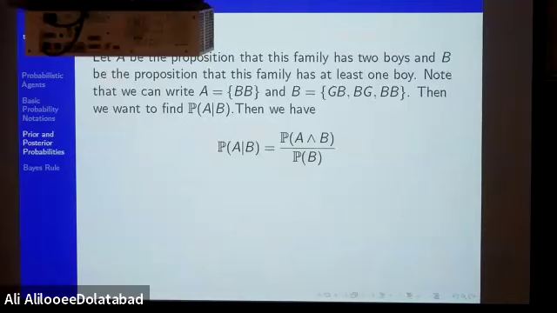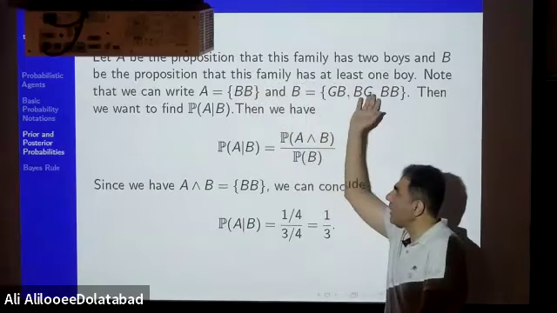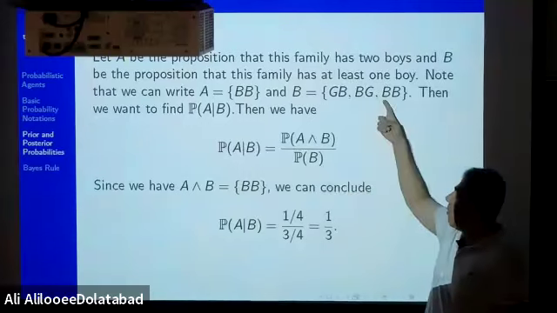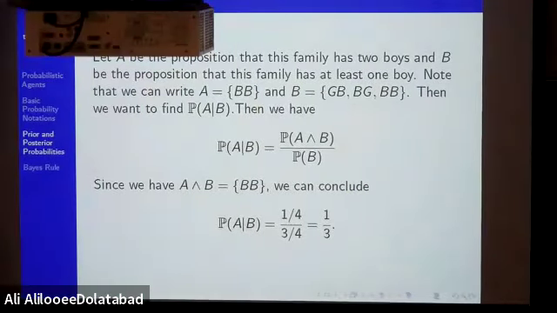If you find the intersection of A and B, then here the intersection of A and B is BB. Probability of BB is 1 over 4. Probability of B is 3 over 4. When you simplify them, then you will get 1 over 3. These are some basic concepts in statistics, and I just want to make sure all of us are on the same page.